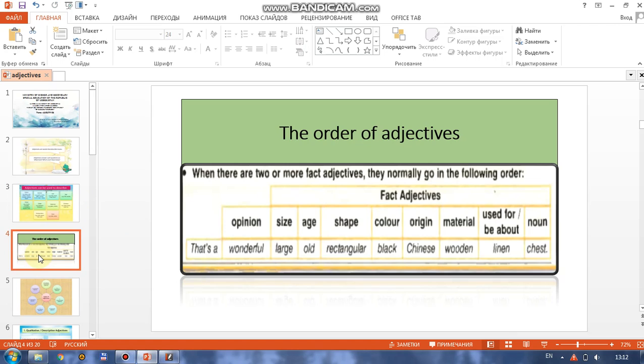When there are two or more adjectives, they normally go in the following order: first opinion, then size, age, shape, color, origin, and material used, before the noun. For example, that is a wonderful large old rectangular black Chinese wooden linen chest.